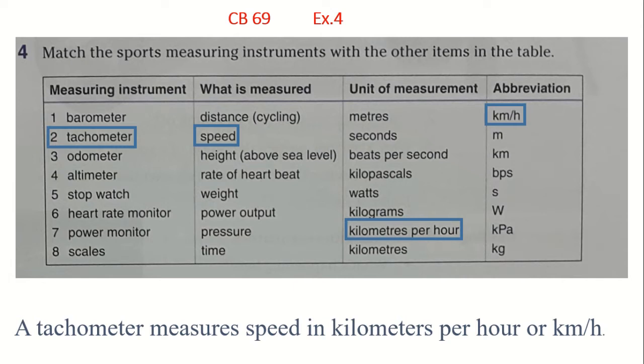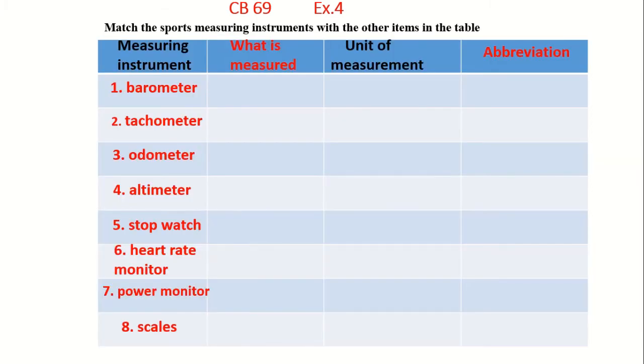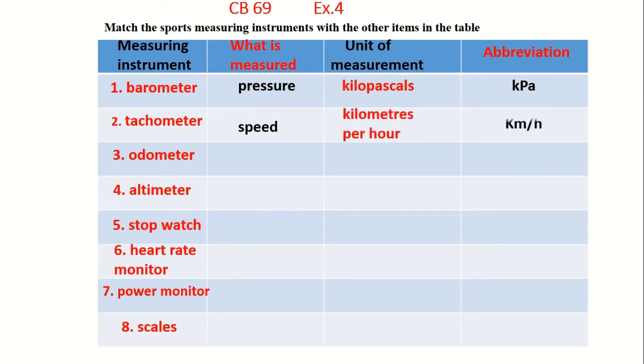Now, finish up the task. I think the best way to do this task is to write them down in your notebooks like this. As you remember from our last slide, for barometer, we said it measures pressure and the unit of measurement is kilopascal and the abbreviation is kPa. And for tachometer, it measures speed, the unit of measurement is kilometers per hour, and the abbreviation is km/h. Now, pause the video and finish up the task.